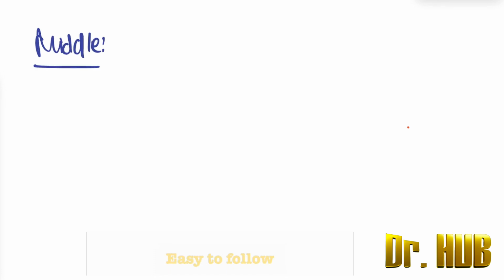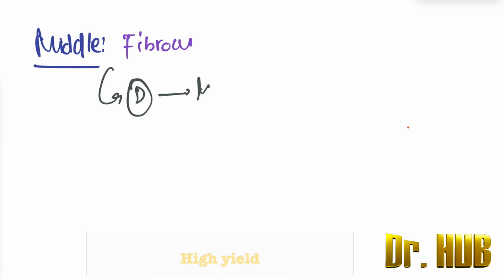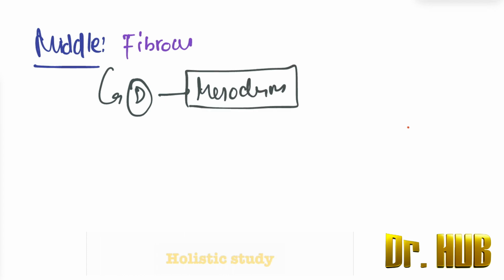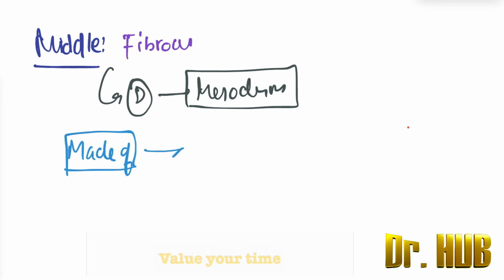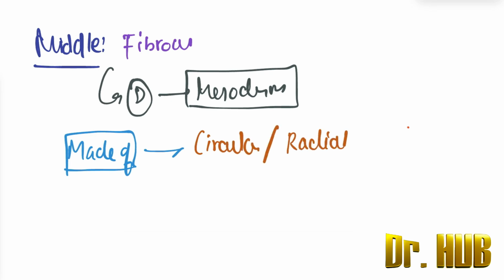Now we'll move on to the middle layer of the tympanic membrane. The middle layer is nothing but the fibrous layer. What is it continuous with? That is not significant. Then what is it derived from? It is derived from the mesoderm, since it's the middle, M and M, mesoderm. And what is it made of? It is made of circular, radial and parabolic fibers.